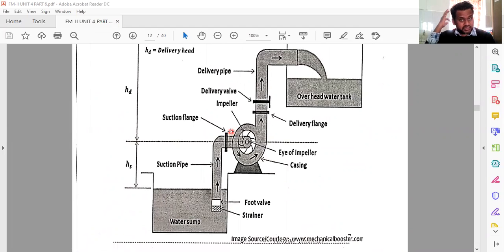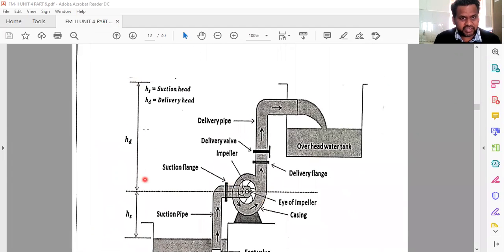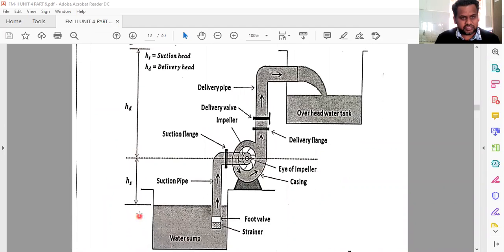There is one more thing here. This is the head we are talking about. This is the suction head. That is, the suction head is from the level of water in the sump to the center of the eye of the impeller. So this is called the suction head.